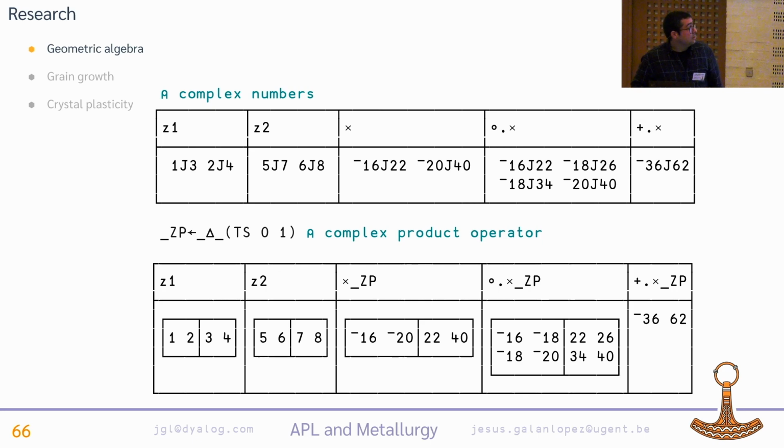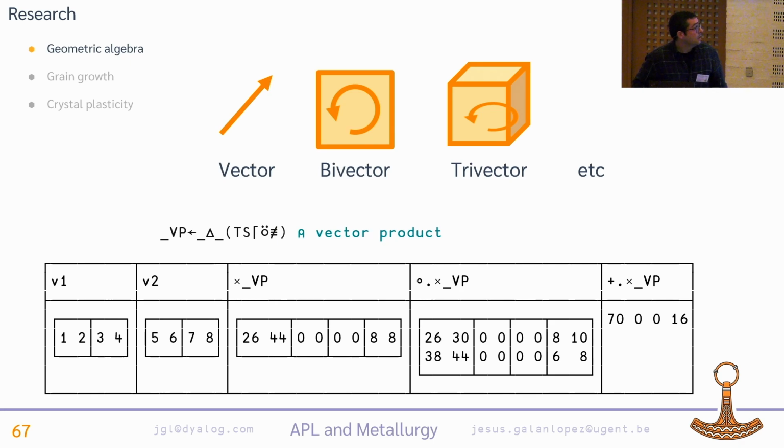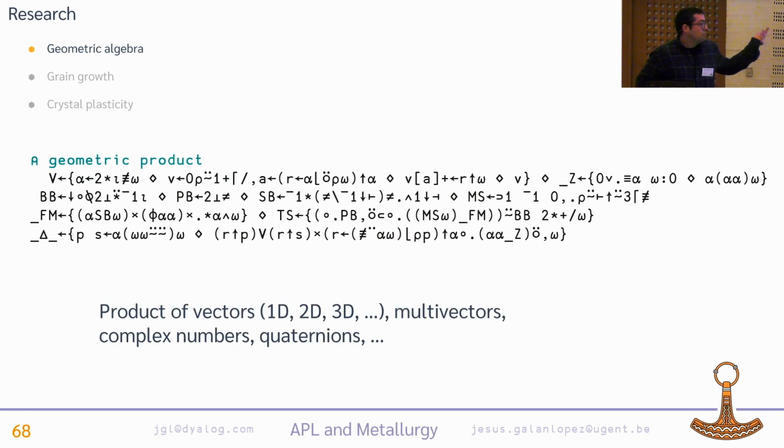So we can do it not only with complex numbers, it also works with vectors, bivectors, trivectors, and in fact with anything that can be represented by geometric algebra, which includes also quaternions, octonions, hyperbolic numbers, and a number of different things that we normally use in maths.